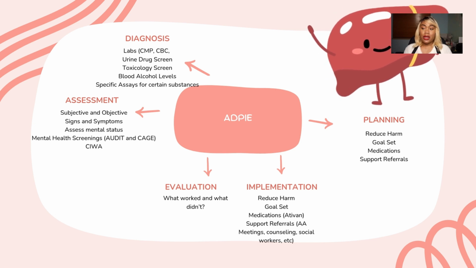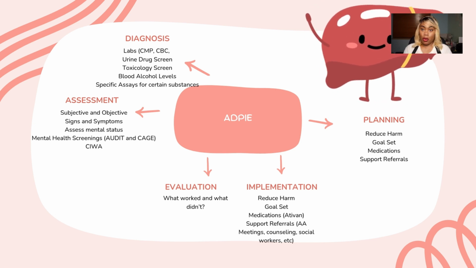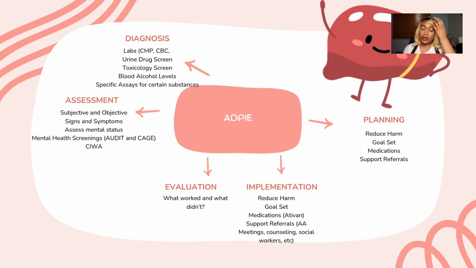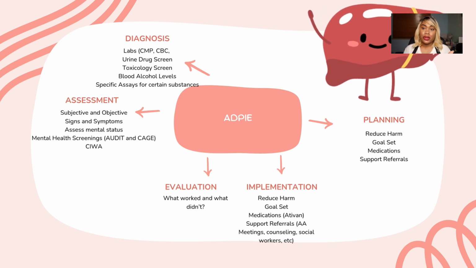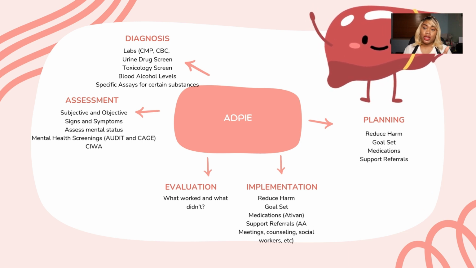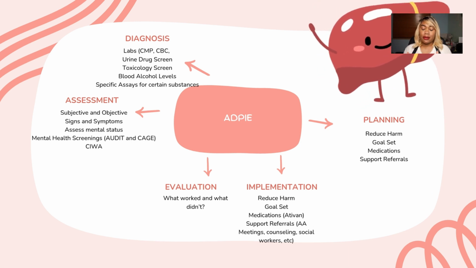Planning, we're going to do individualized goals based on that specific patient. We could say up to sobriety. We want to reduce the risk of harm to this patient, involve the patient in goal setting, things like that.